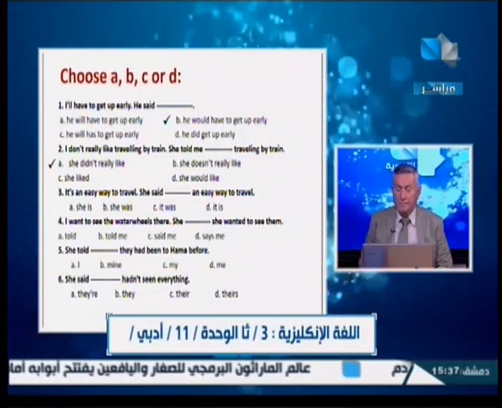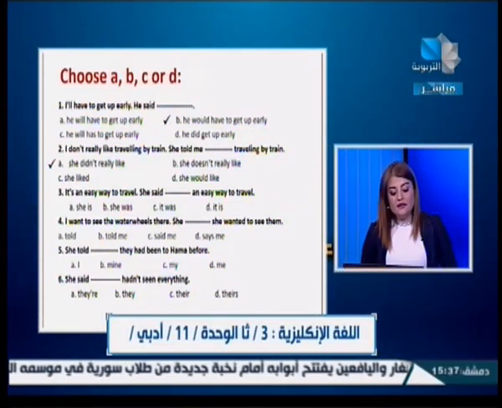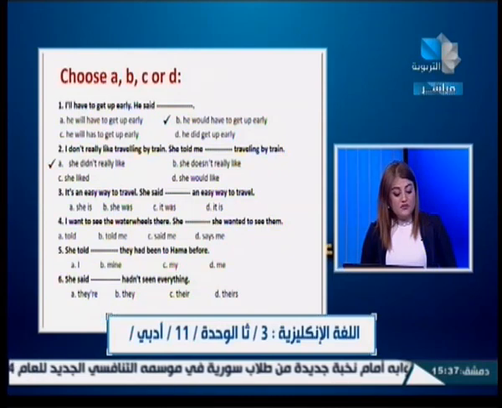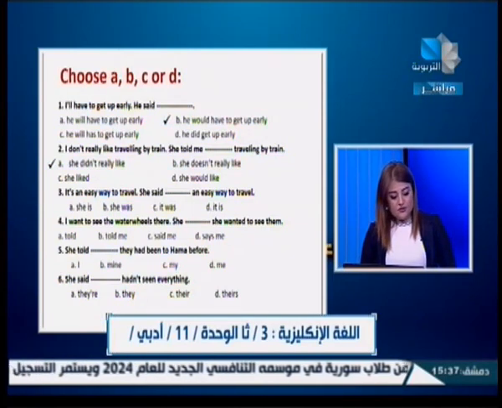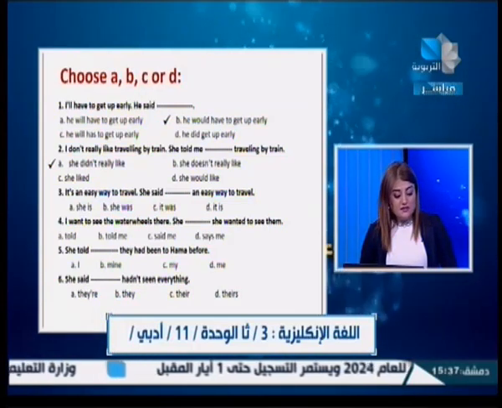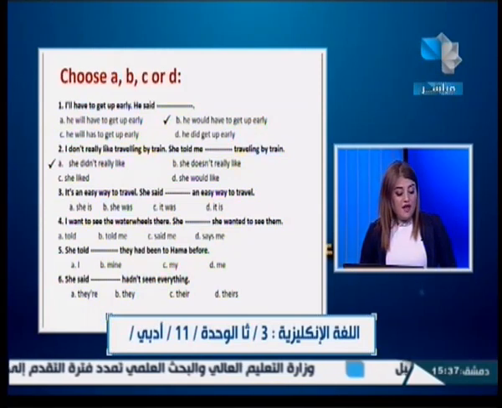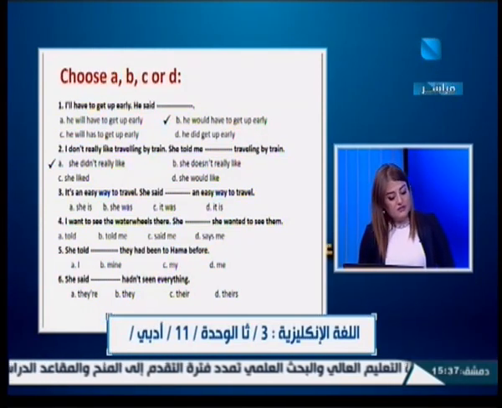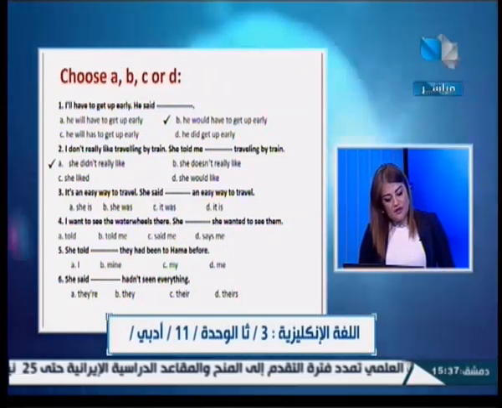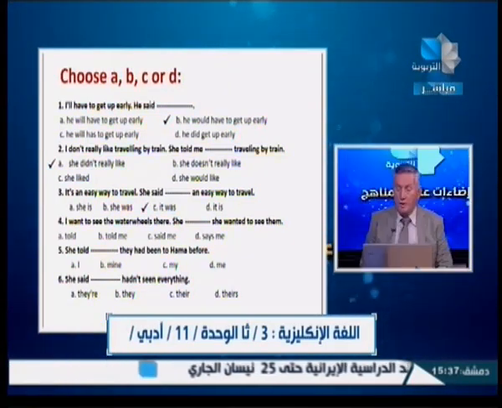Number 3, it's an easy way to travel. She said an easy way to travel. So it's indirect speech. The answers are she is, she was, it was, it is. We have to change the present simple to past simple. So the answer is C, it was. She said it was an easy way to travel.